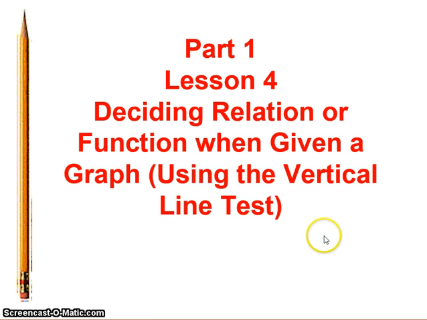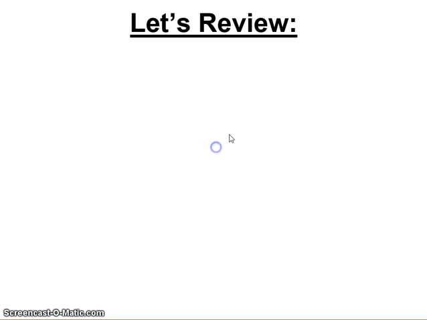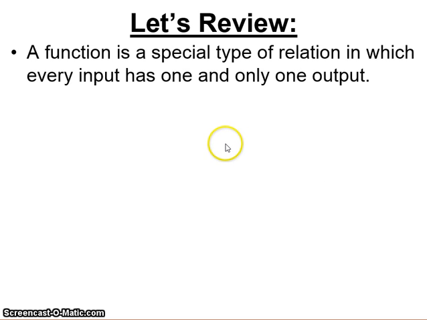All you need in order to do the vertical line test, which will help you decide whether a relationship is a relation or a function when you have a graph, is a pencil or a vertical line. A lot of students like to use their pencil because it's a very handy tool that they have right there, but other students are able to just visualize a vertical line, and that's okay too. So let's first review this one fact. This is the basis of what we're going to be looking at today.